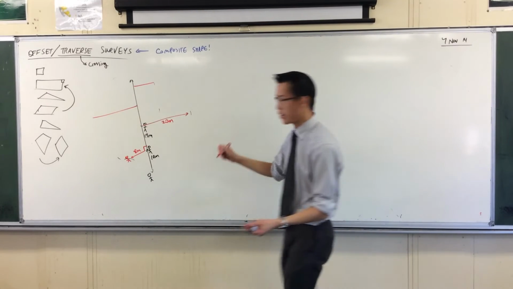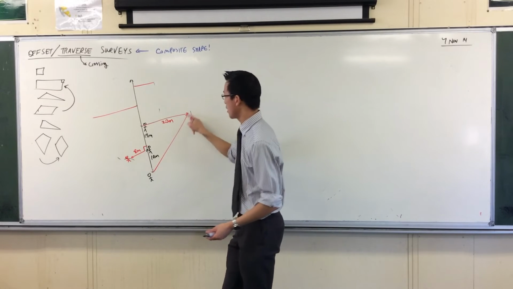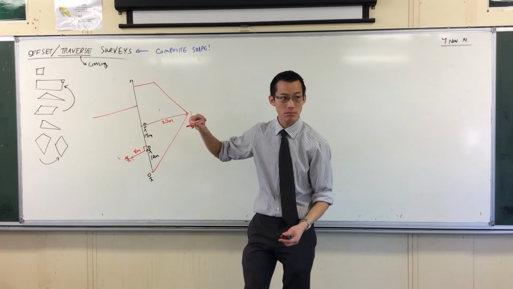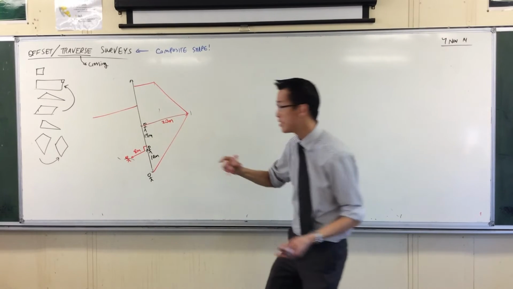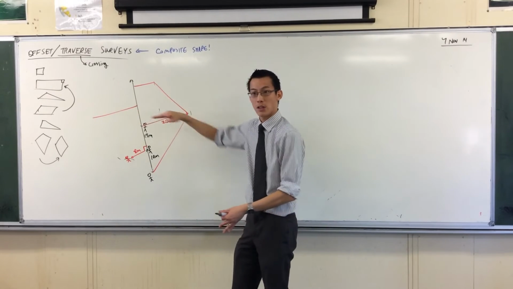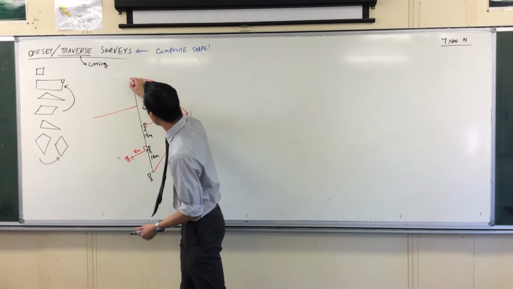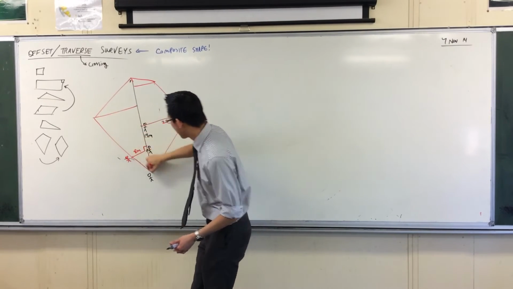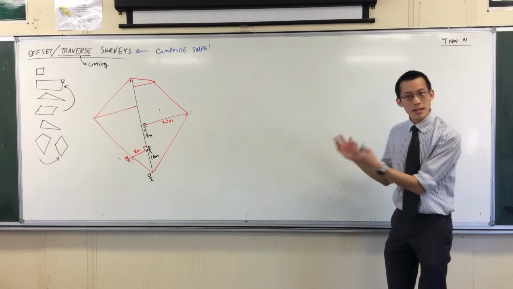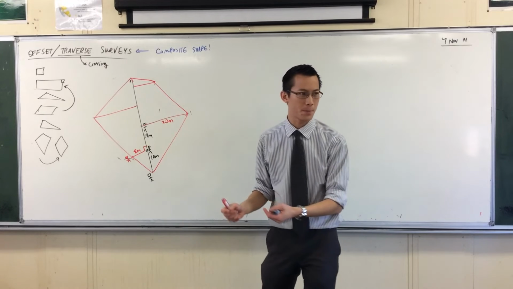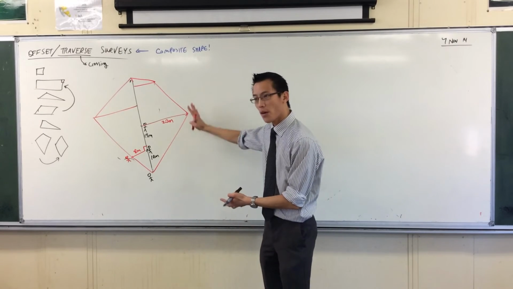What I'm going to do is I'm going to join all these up. I've got this shape here, which is a triangle. I've got this shape here, which is a trapezium, because all of these are coming off at right angles. They're all parallel to each other. I've got another triangle along the end here, and then I'm going to complete the shape like so. All right? So this is the offset survey, or the traverse survey. They're both called the same thing. Okay? So you're going to go out and you're going to measure these.